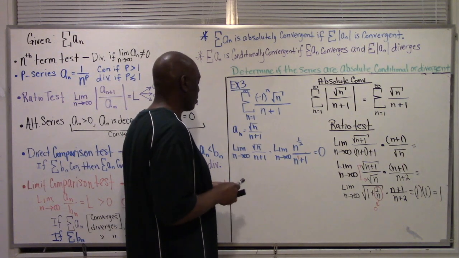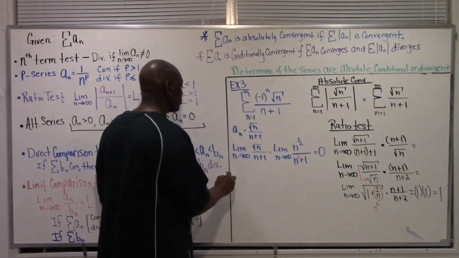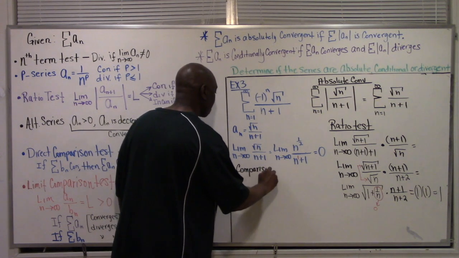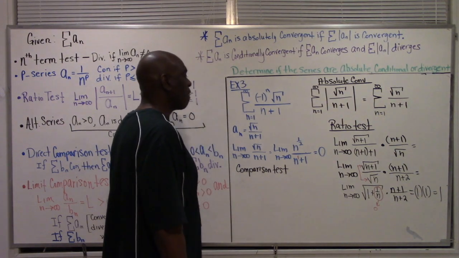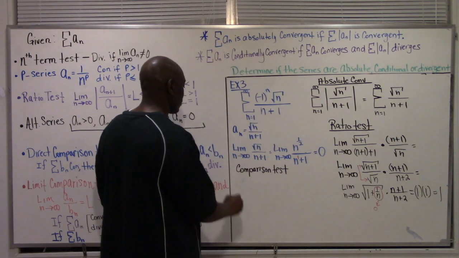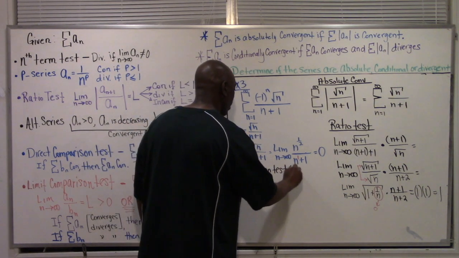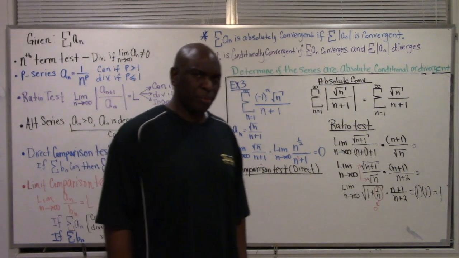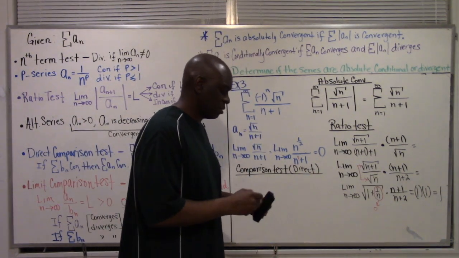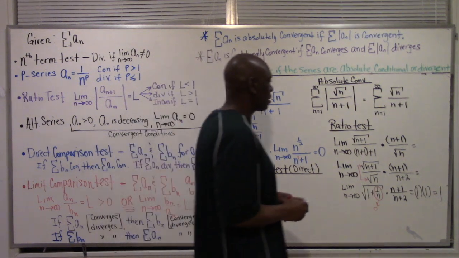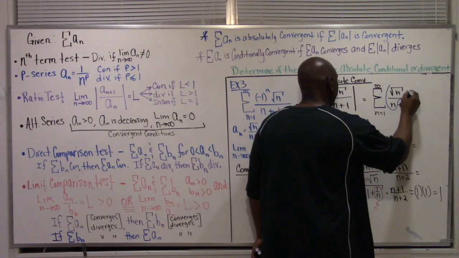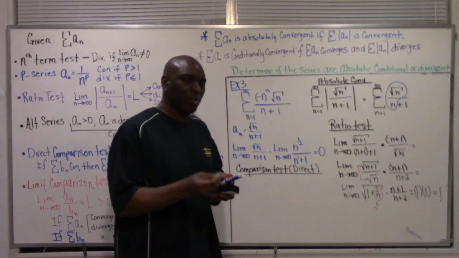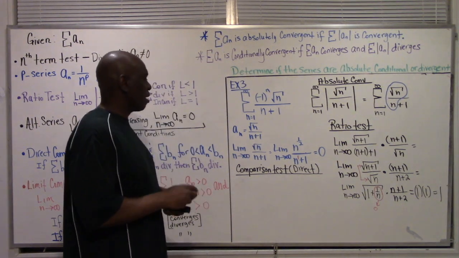How about we try the comparison test? Let's see what a comparison test is going to do. And of course, this is the direct comparison test. So what do you want to compare it to? Well, I suggest that we compare it to the root of n divided by n. Whenever you have these rational functions, you might want to just use the direct comparison test. It's not a bad test to use. So let's compare it.